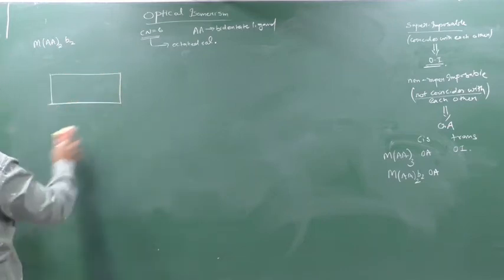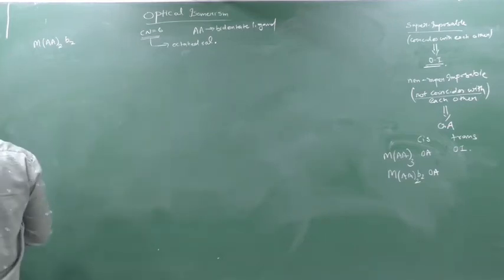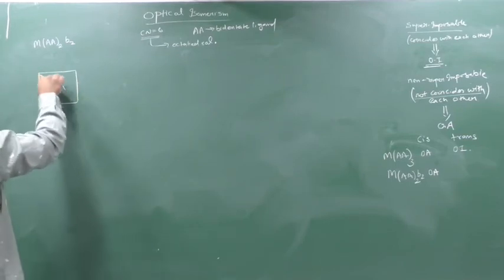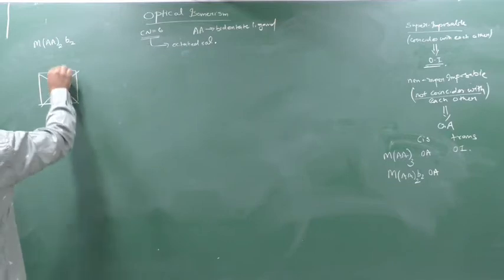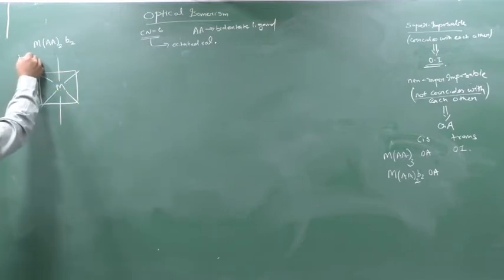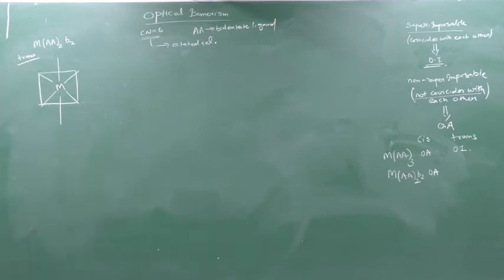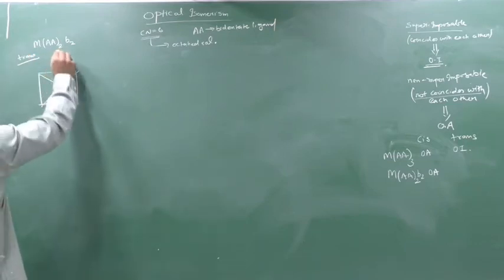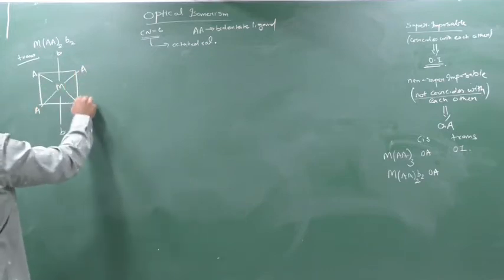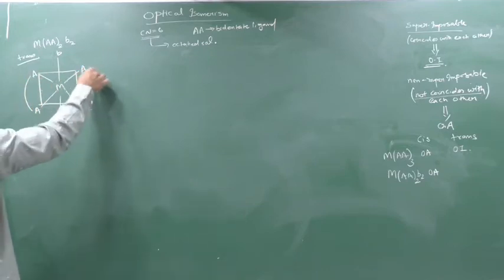It's very long. Make it square. Okay, M, you make it square. M, AA2. Now I have to show the transposition. For the transposition, BB should be 180. So here B, here B, here A, here A, here A, here A. So this is this.